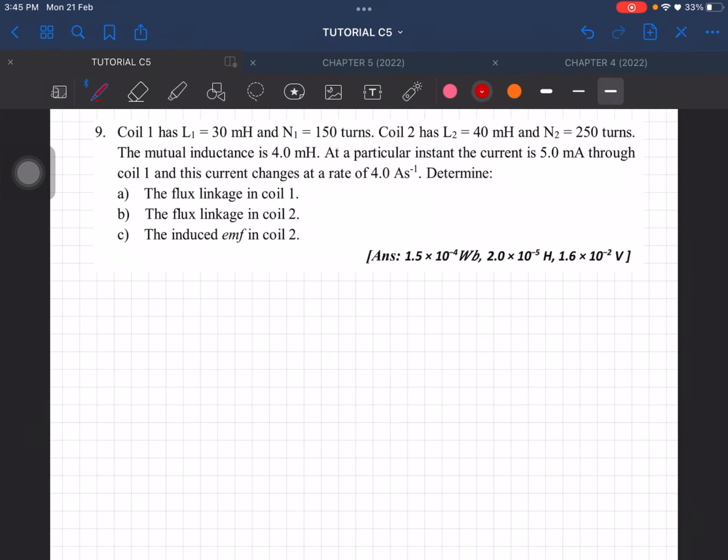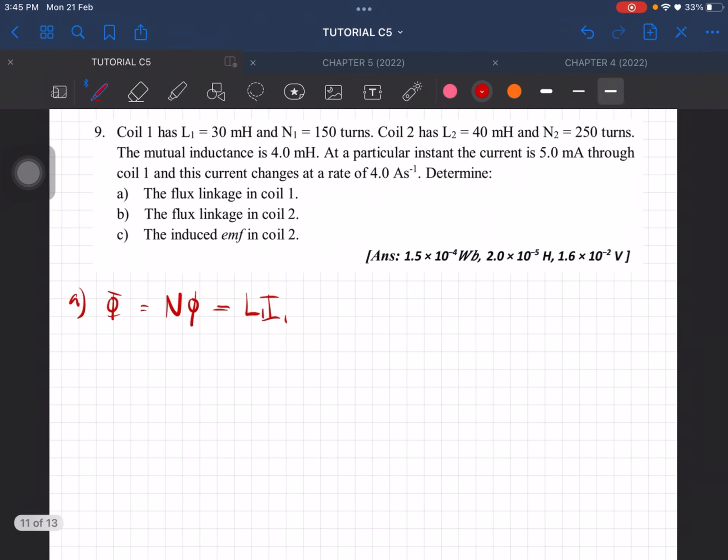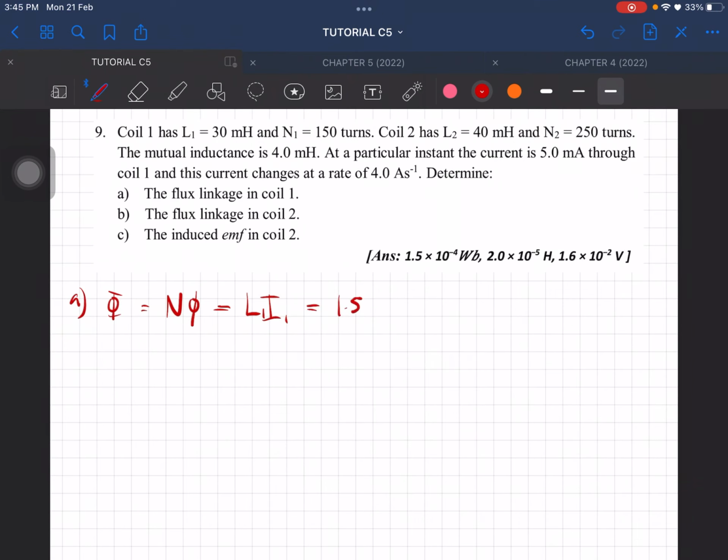So we have to determine the flux linkage in coil 1. Flux linkage is N phi, which is also equal to the inductance times the current. So the inductance for coil 1 is L1, and the current is just I1, which is 5 milliampere. So this will give you 1.5 times 10 negative 4 Weber.